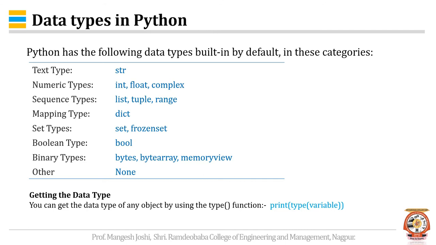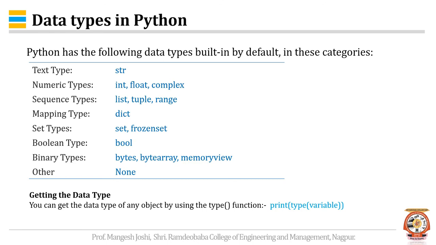Now, you have already known integer, float, and complex numbers. Then in the sequence category, you have list, tuple, and range. Again, in mapping type, you have dict, which stands for dictionary. Again, in set types, you have set and frozenset. In Boolean, you have the data type bool, that is whether the statement is evaluated to true or false. So Boolean will have only two values, true and false. Similarly, there are other types of variables.